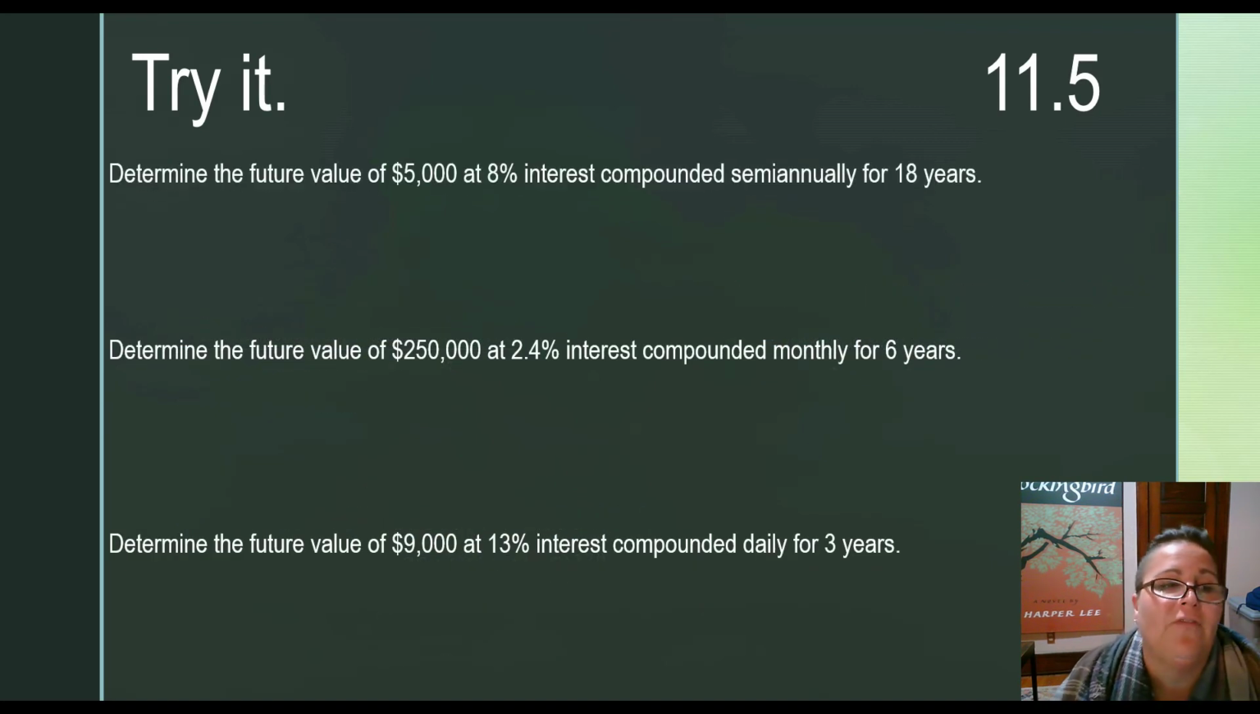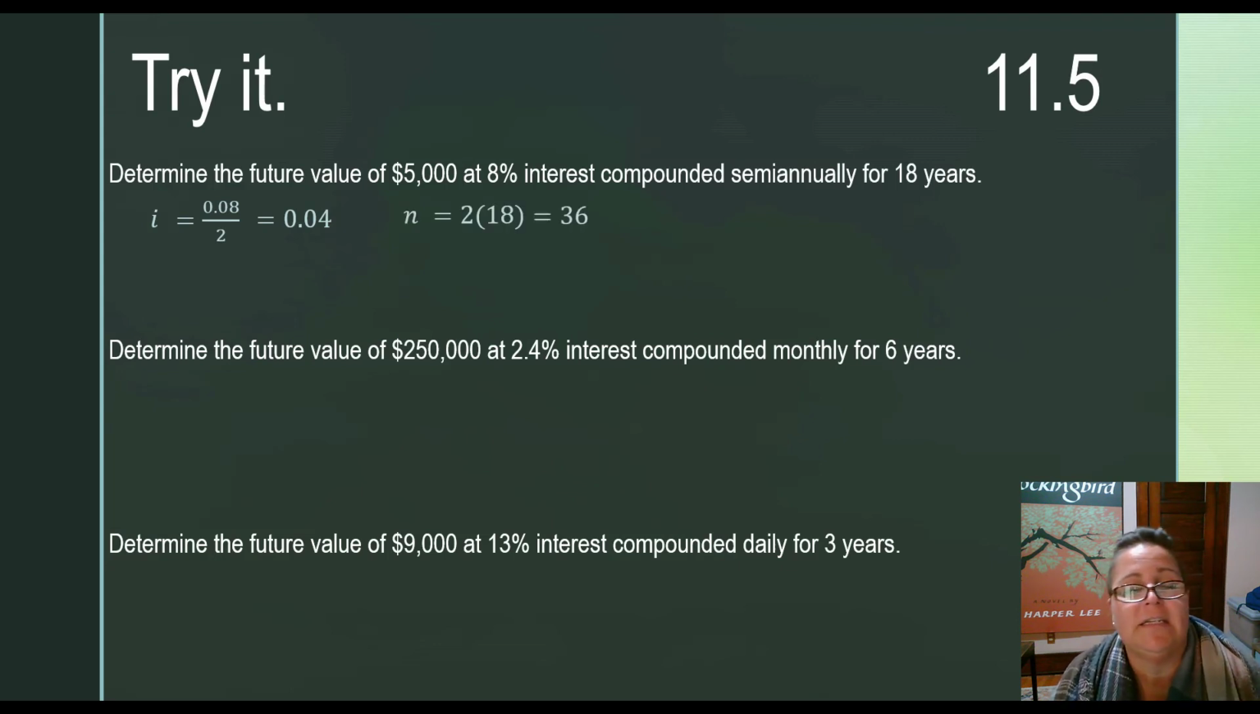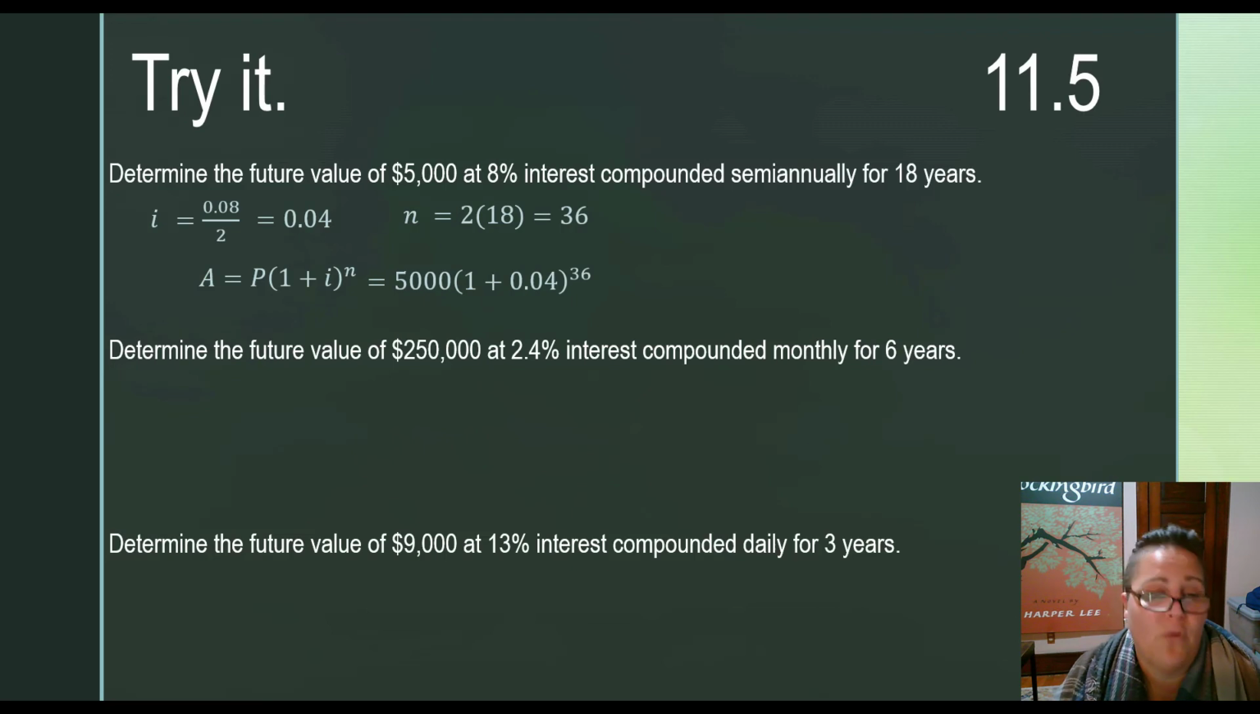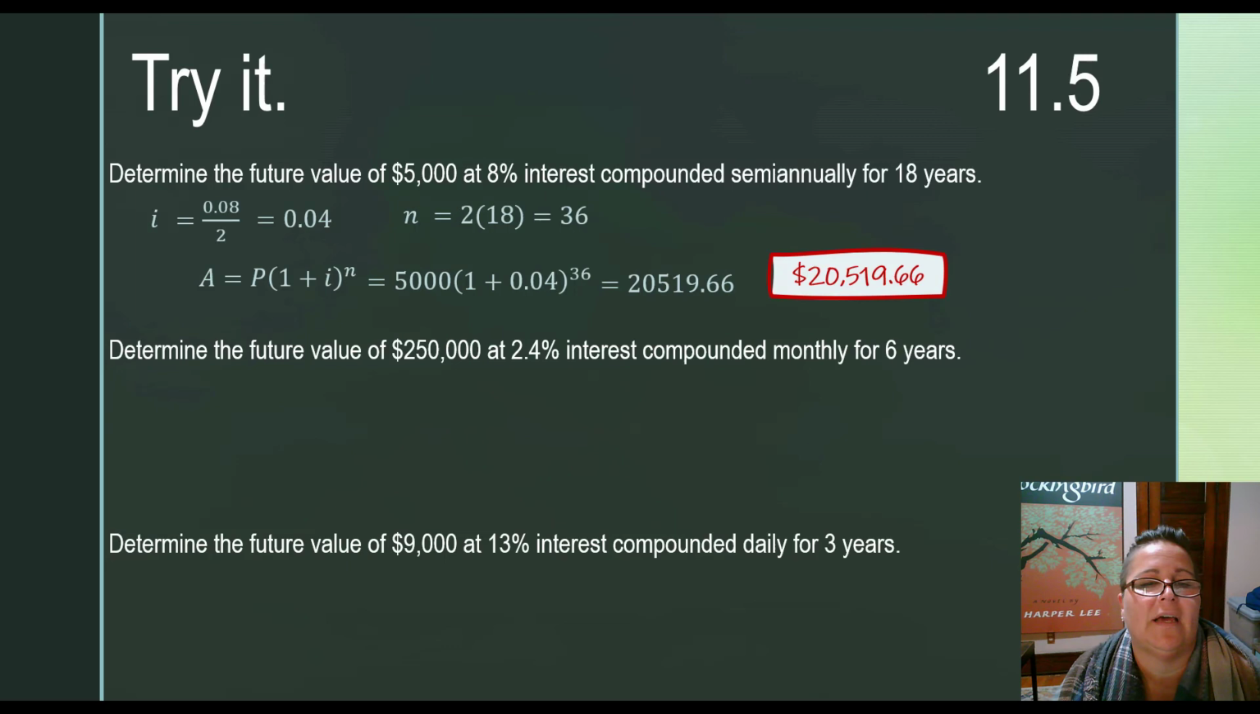Determine the future value of $5,000 at 8% interest compounded semi-annually for 18 years. Our I value would be the 8%, 0.08, divided by 2, because we're compounding semi-annually, or 0.04. Total number of compounds would be 2 per year for 18 years, or 36. The formula then would be 5,000 times 1 plus 0.04 to the 36th power. Working this out on the calculator, we get $20,519.66.